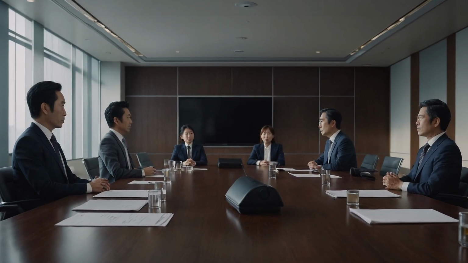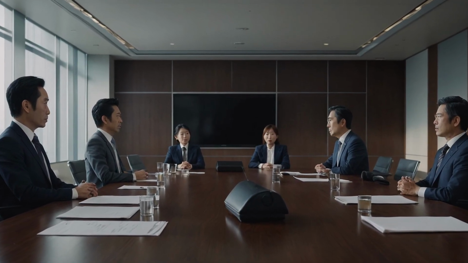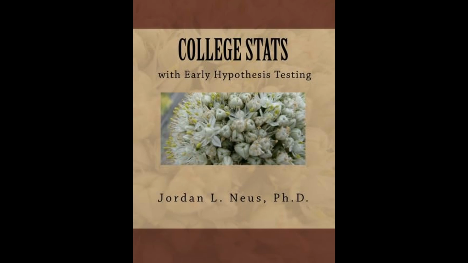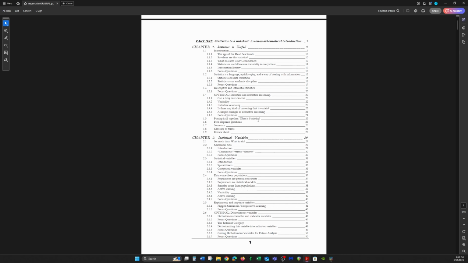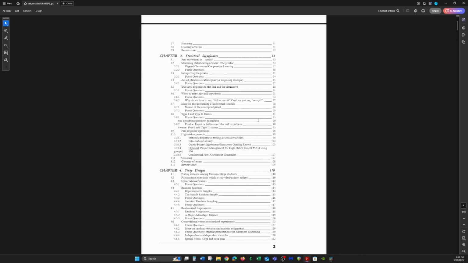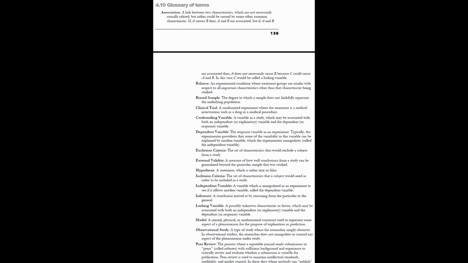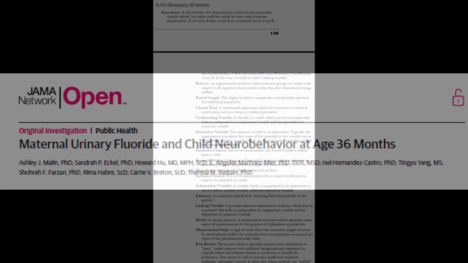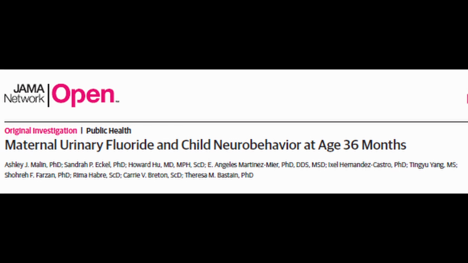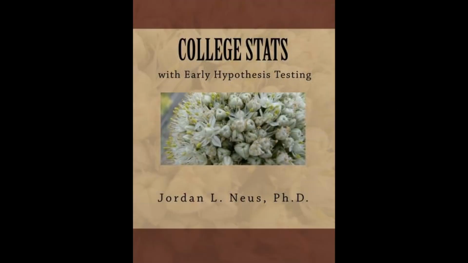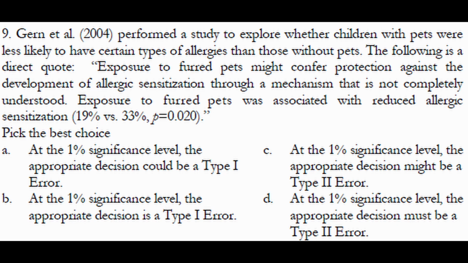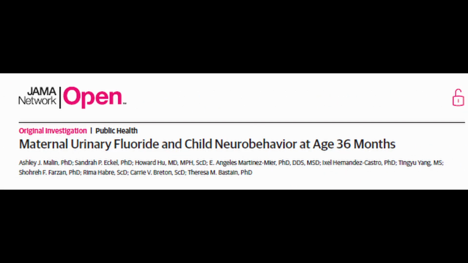If you need to interact with people who speak the language of statistics, then College Stats with Early Hypothesis Testing is the book for you. The first 4 chapters focus almost exclusively on the language of statistics, and the underlying concepts are brought forth using snippets from actual peer-reviewed journal articles. College Stats with Early Hypothesis Testing is also chock full of answered multiple-choice questions, which will make sure you can really talk the stats talk and also understand peer-reviewed journal articles.